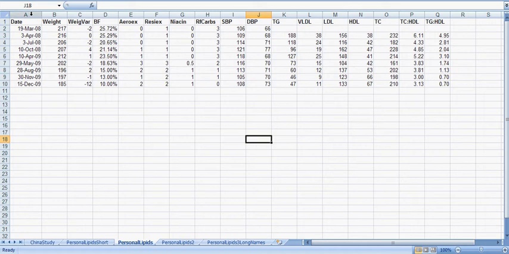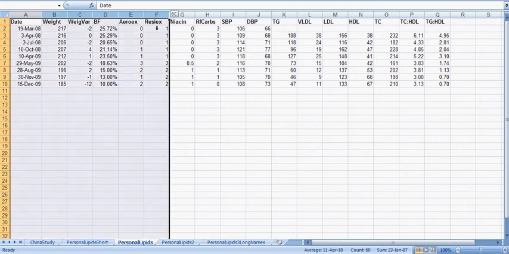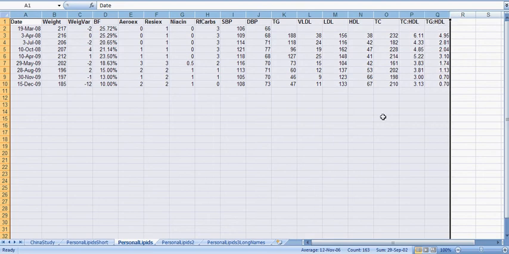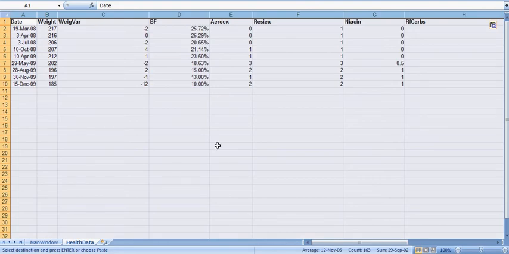set which is here on a separate sample sheet. And what I'll do is I will copy these columns of data into my health data sheet that comes with HealthCorrelator for Excel.